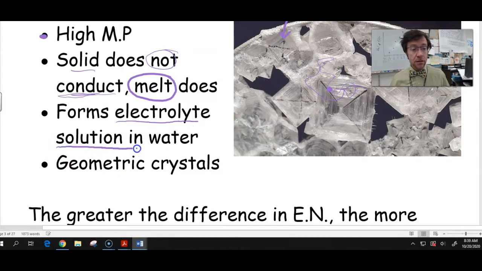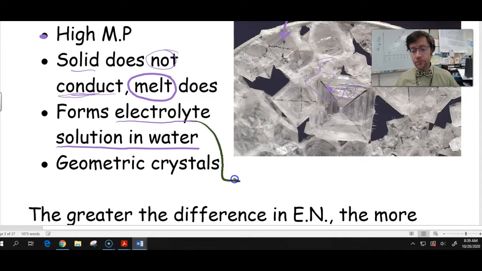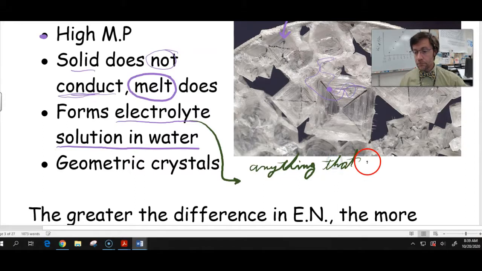solution in water. Now, you might be wondering to yourself, what does the word electrolyte mean? Because it's in Gatorade, so it must be important, right? It's what plants want. So, an electrolyte is anything that conducts electricity when dissolved.